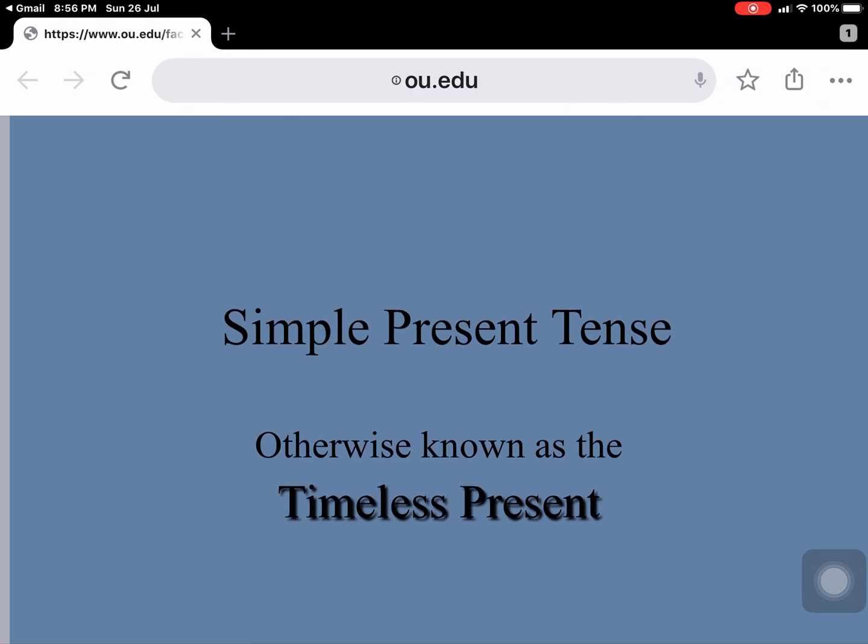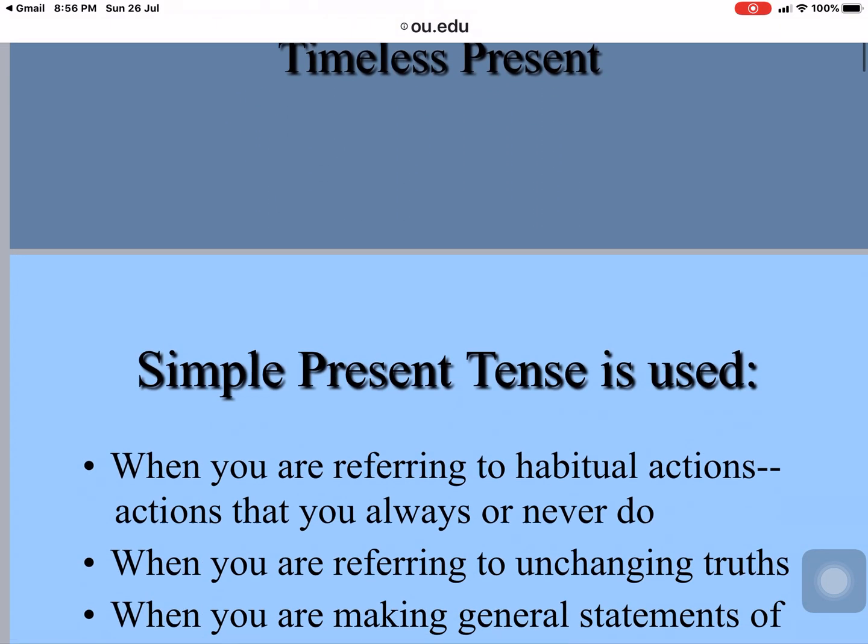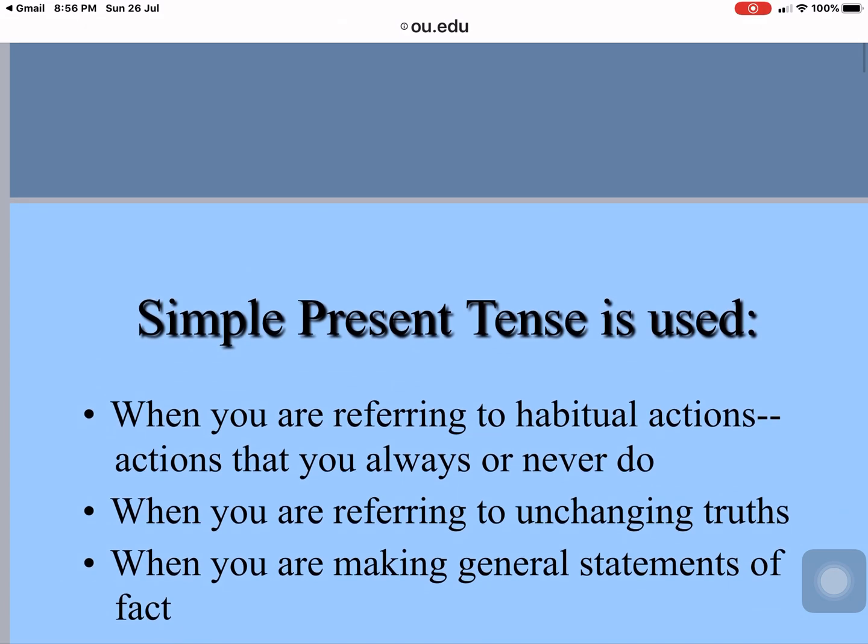So, simple present tense, as already explained to you in the previous class, is known as timeless present. Where is simple present tense used? When you are referring to habitual actions, actions that you always or never do. In such cases, we use simple present tense.